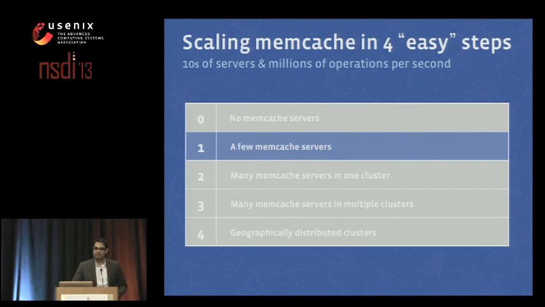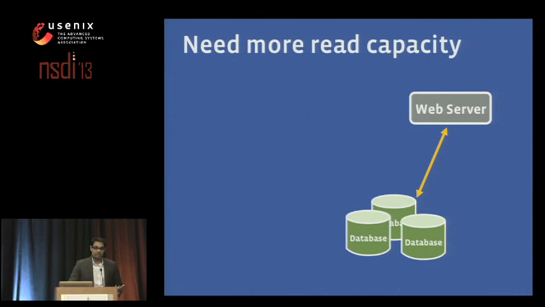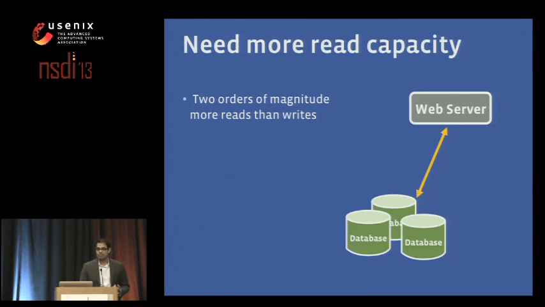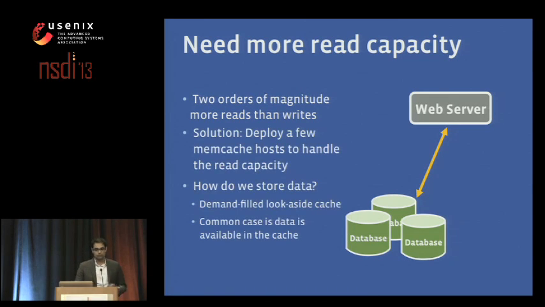So let's start with a few Memcache servers. Now we're talking about tens of servers, and our scale here is about millions of operations per second. So we need a lot of read capacity. We have 2 orders of magnitude more reads than writes. So let's deploy a few Memcache servers to help us out.